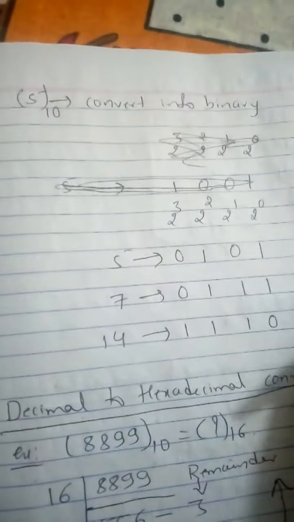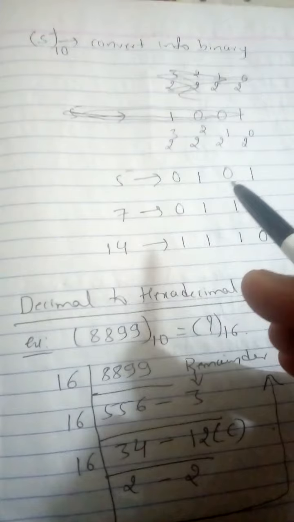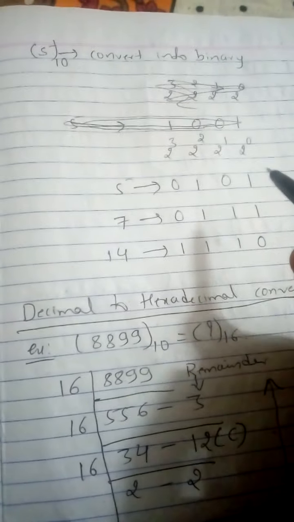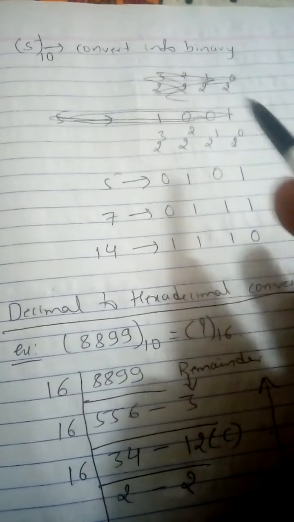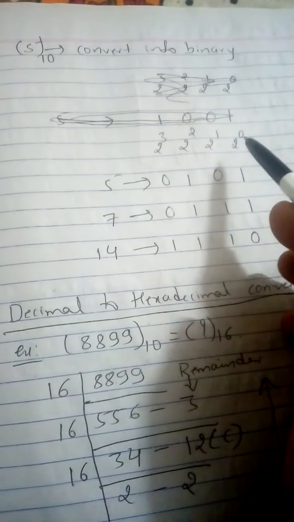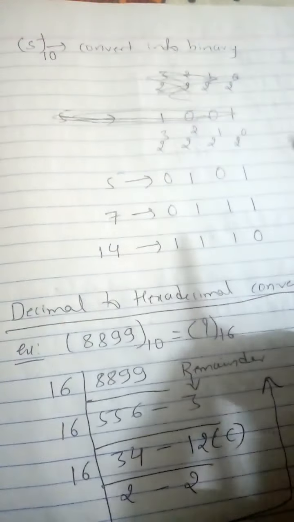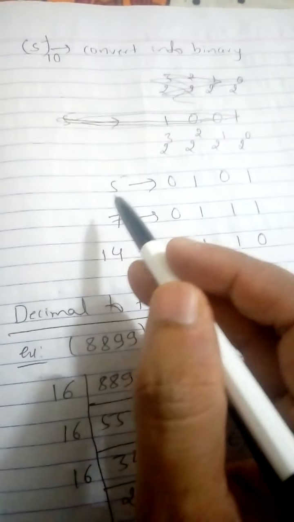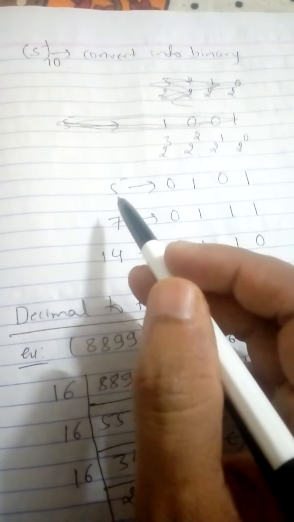So first we'll see how to convert any number into its binary equivalent. To convert any decimal number into its binary equivalent, we need to take some binary weights. Starting from the rightmost side: 2 raised to 0, 2 raised to 1, 2 square, then 2 cube. So I need to calculate the binary equivalent for this decimal number, that is 5.